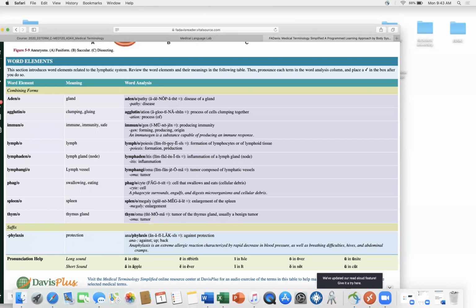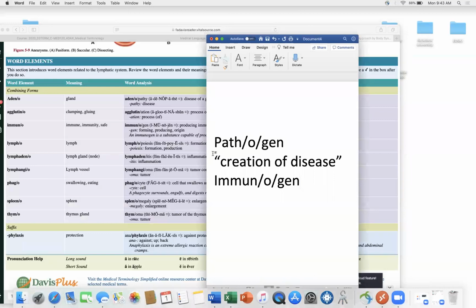Immunogen we went over. Lymphopoiesis. Poiesis is the process or formation of. So formation of lymph fluid is lymphopoiesis. Can you also have hematopoiesis? Let's write that word.